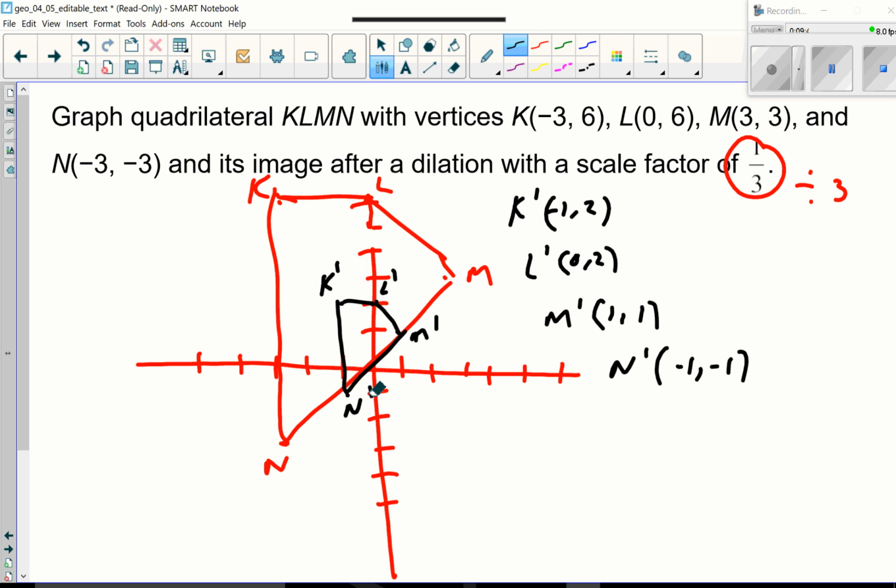Okay, so again, this figure is getting smaller. It's reducing. New side lengths are a third as long as the original, or we can say that the pre-image lengths are 3 times longer than the image lengths. Okay, so again, that's a perfect example of reduction from the origin.